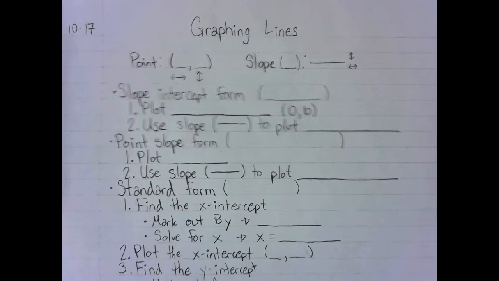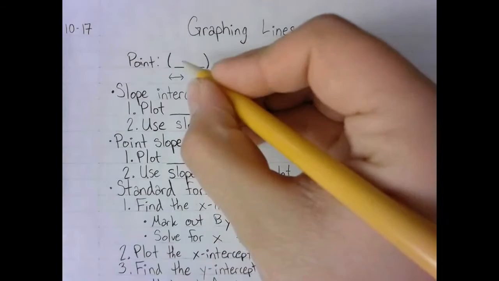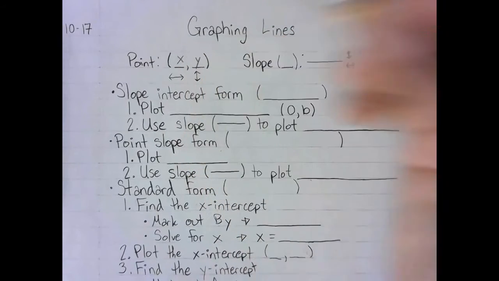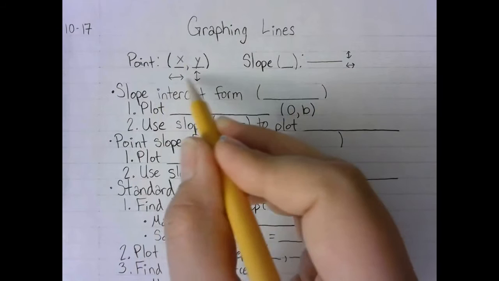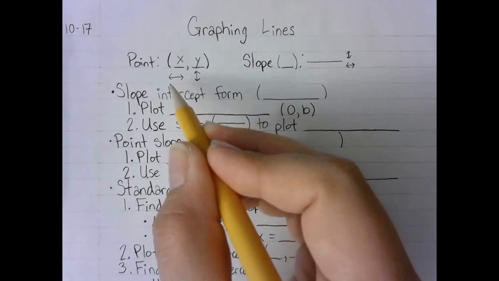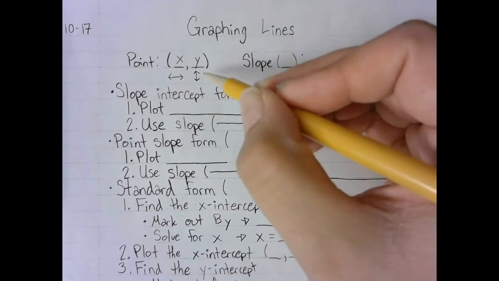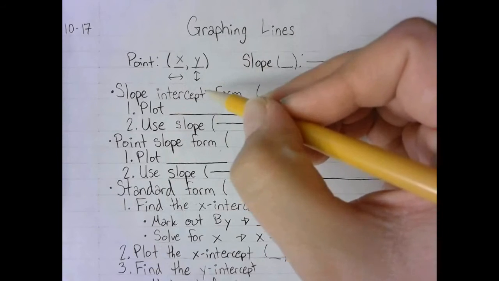Alright, good to remember that a point is always written as x, comma, y. And remember, x is how far left or right you go from the origin. The origin is the very middle of the graph. And y is how far up or down you go from the origin.